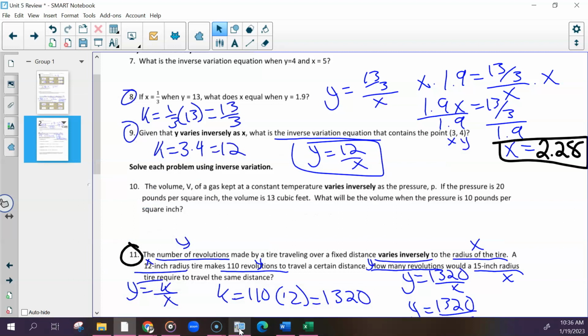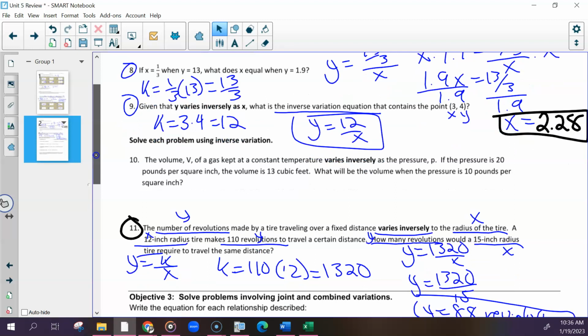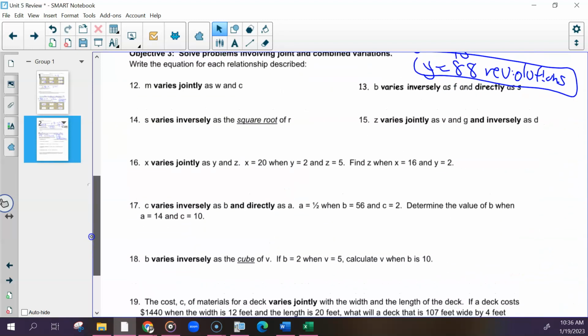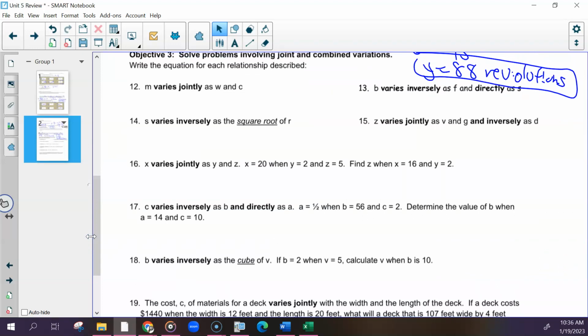Questions on that one? And then the last section, questions there that we want to go over, have questions about? $15.